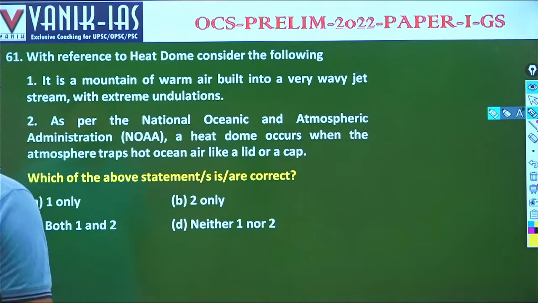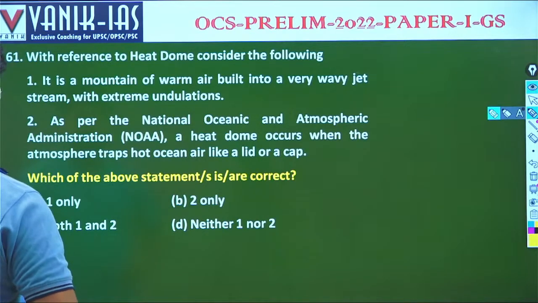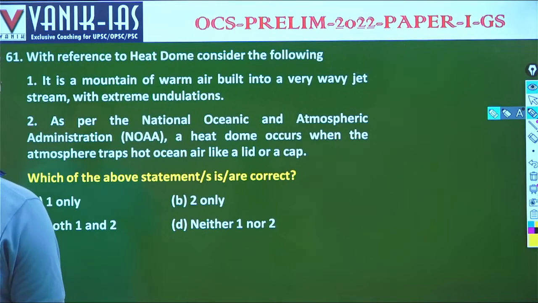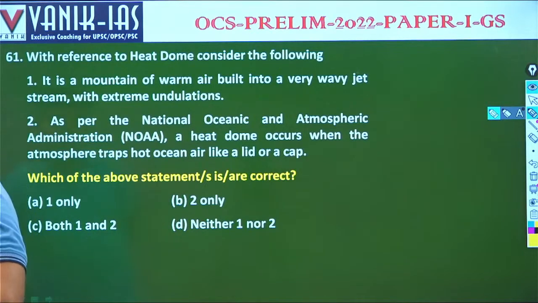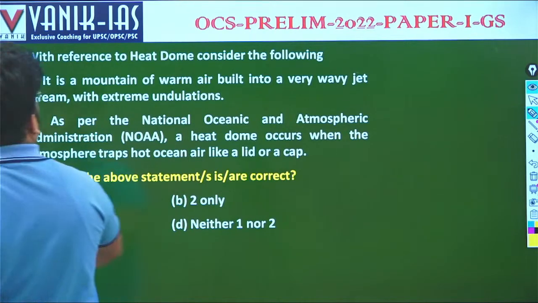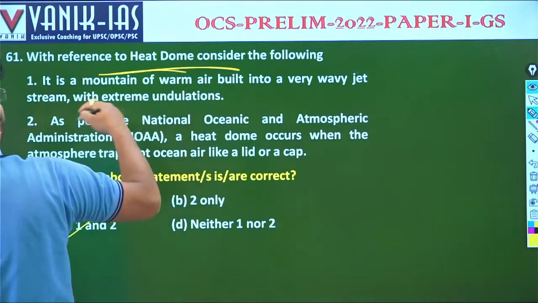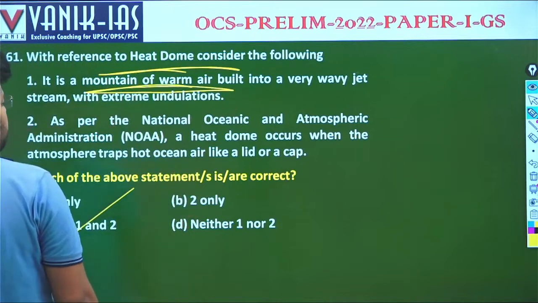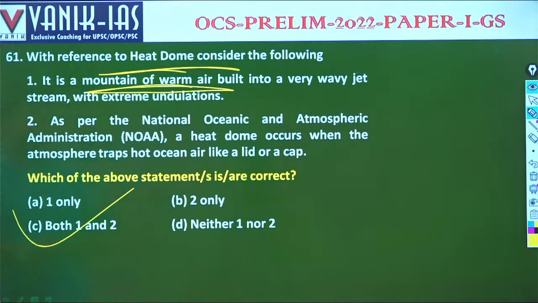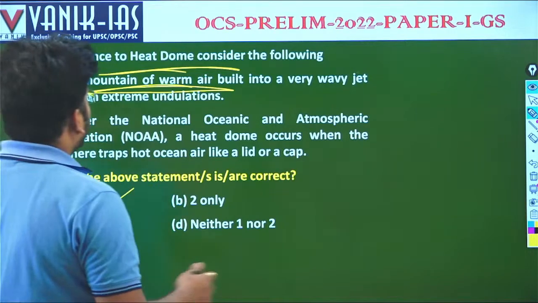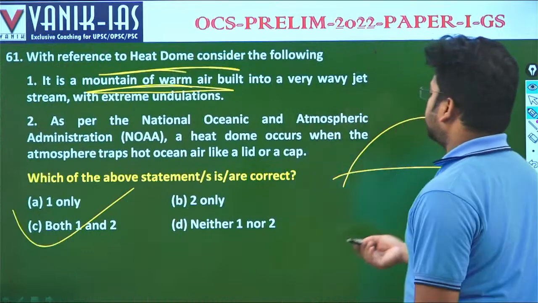With reference to heat dome, consider the following statements. It is a mountain of warm air built under a very heavy jet stream with extreme undulations. As per the National Oceanic and Atmospheric Administration, a heat dome occurs when the atmosphere traps hot ocean air like a lid or a cap. Both the statements are right. Dome means a cap. It traps hot ocean air, and that is called a heat dome.